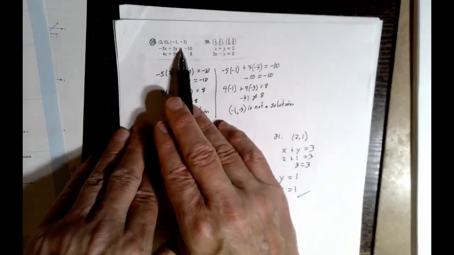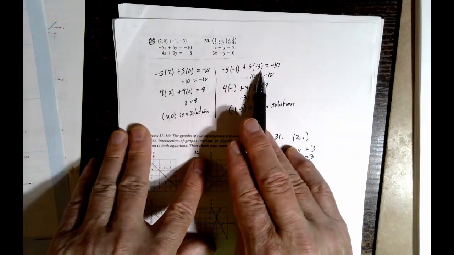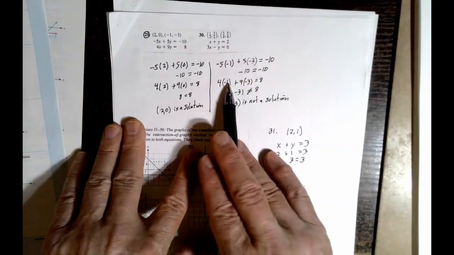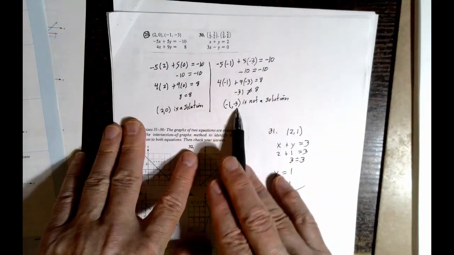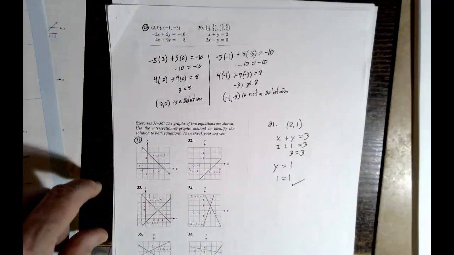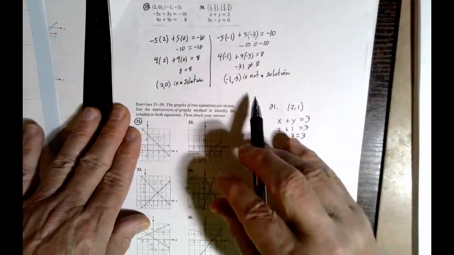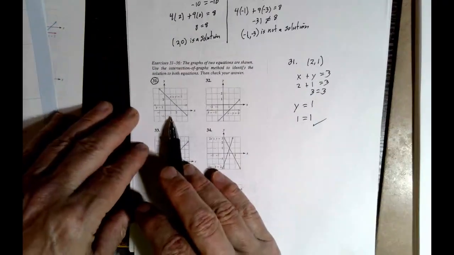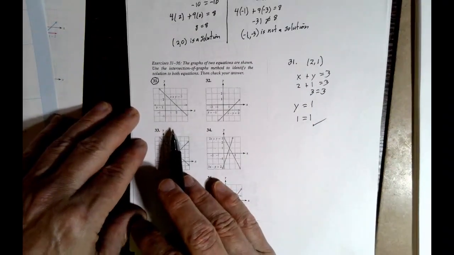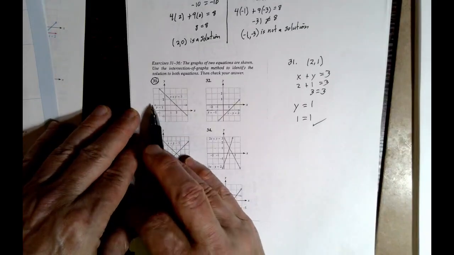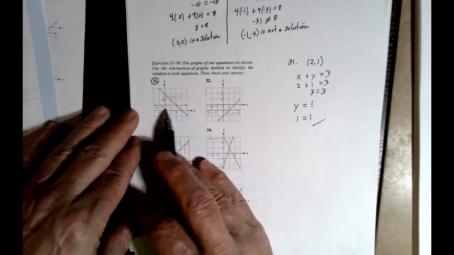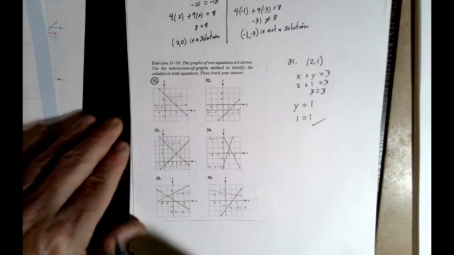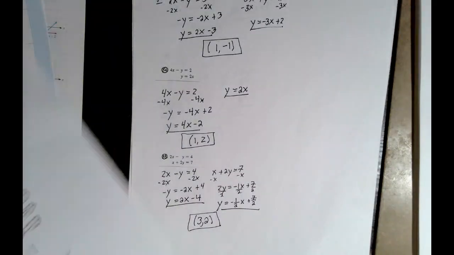Now let's try -1, -3 for both equations. For the first one, yep. For the second one, no. So it is not a solution. Even though it worked for the first, it's got to work for both, otherwise it's not a solution. Alright, 31, they say the graph of two equations is shown, identify the solution to both. It's just a matter of looking at both these lines, and you see they both intersect at 2, 1. That's all you have to do, just look at the graph there.